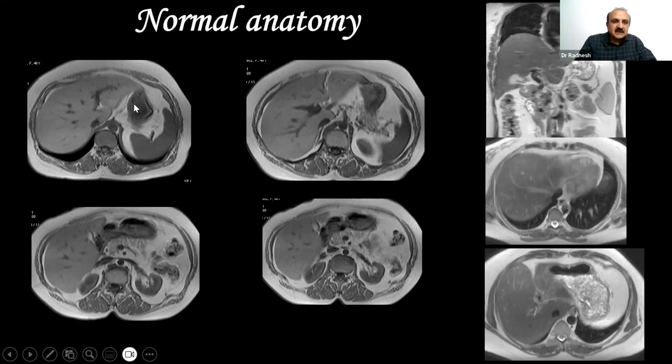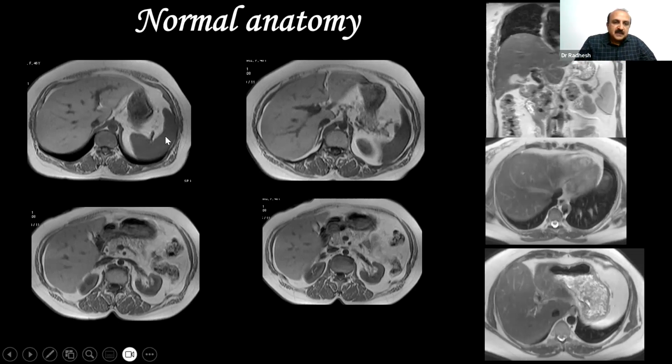Okay, this is the air within the stomach. This is the spleen. And this fat, what you see here, between the liver and the stomach is the gastrohepatic ligament. This is the gastrohepatic ligament. Now, why is gastrohepatic ligament white? Because it contains fat. This is T1 weighted. The moment you see white area, you know it is fat. It is between liver and stomach, so it has to be the gastrohepatic ligament.